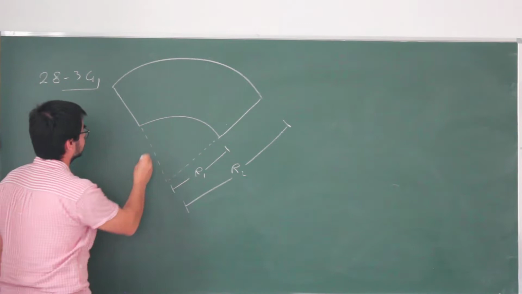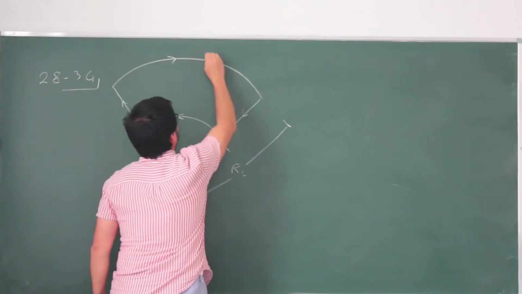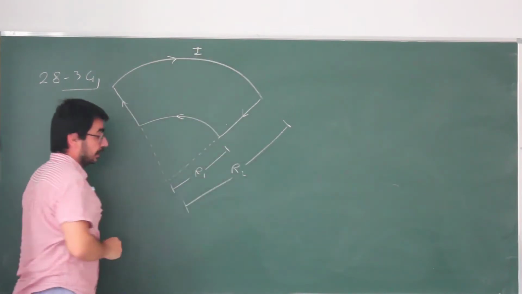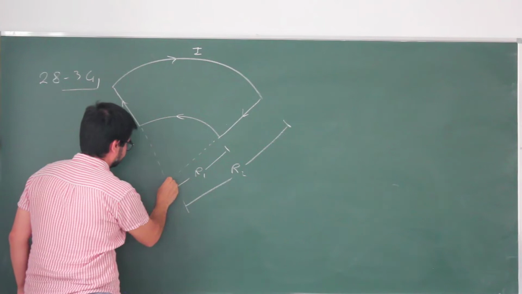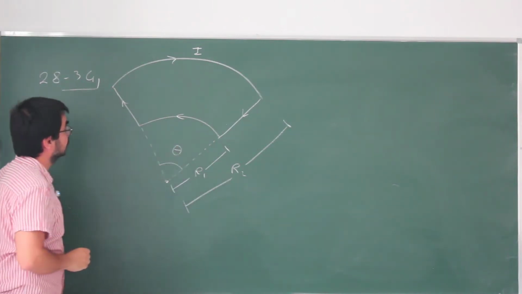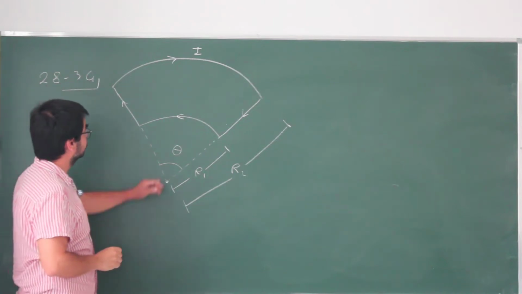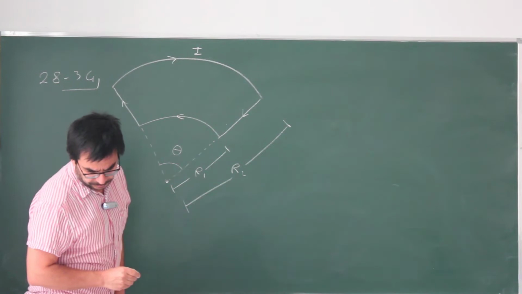So our current is flowing this way on this loop. Some current I is flowing, and we are required to find the magnetic field at this point C. This angle theta is also given, and we are required to find it, of course, in terms of this theta, this current, R1 and R2. Okay. I believe that's all.